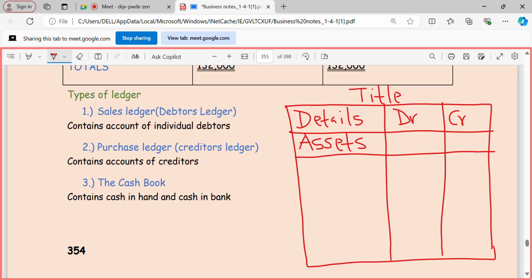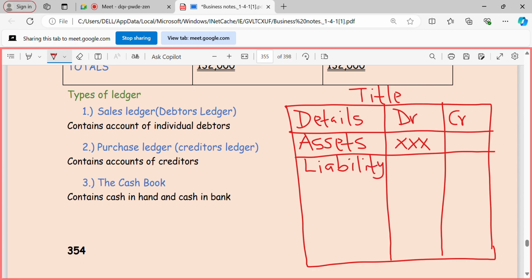Okay, so let's say you have the assets. Assets can be in many forms. It can be machinery, furniture, it can be written as fixed assets, current assets, land, buildings. So assets can express themselves in many forms: land, buildings, machinery, motor vehicle, motor van, bicycle, motorbike, name them.